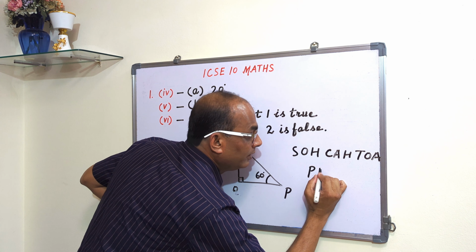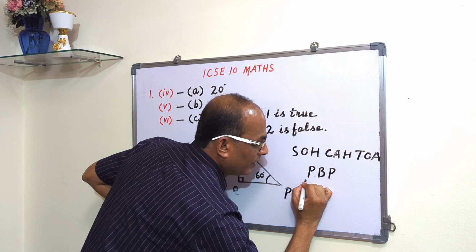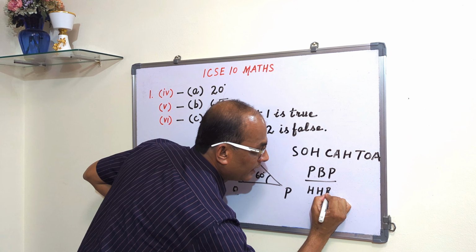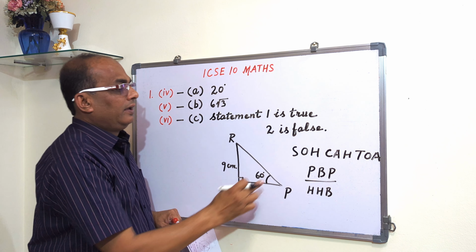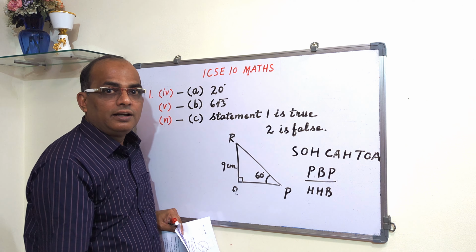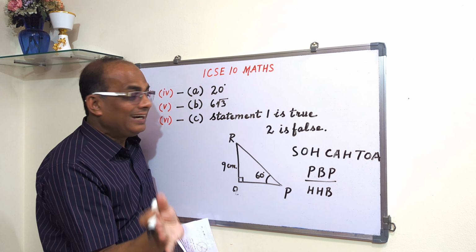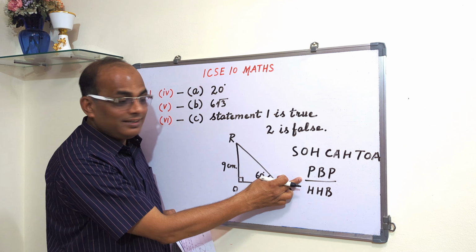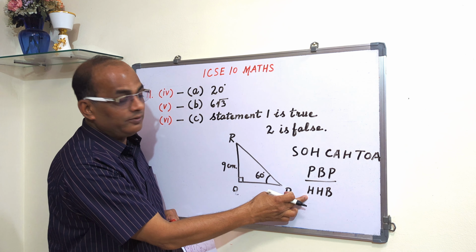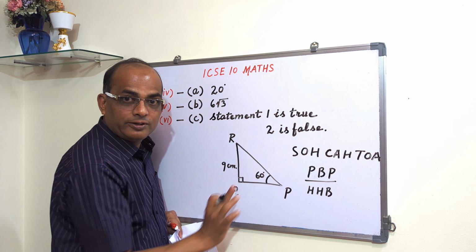P, B, P, H, H, B. Pandit, Badri, Prasad, Har Har Bole. Like that you can remember, and after that the first one is sine theta, the second one is cos theta, the third one is tan theta. So sine theta is equal to perpendicular upon hypotenuse, cos theta is equal to base upon hypotenuse, and tan theta is equal to perpendicular upon base.